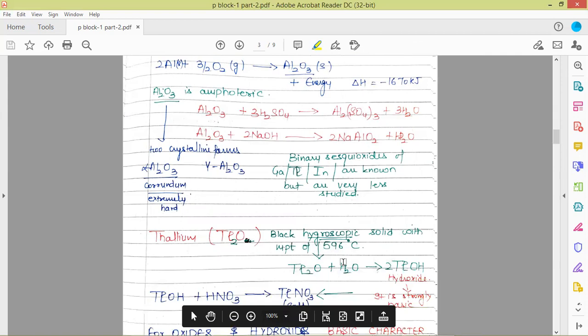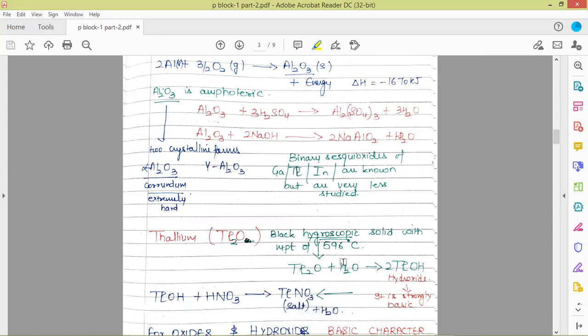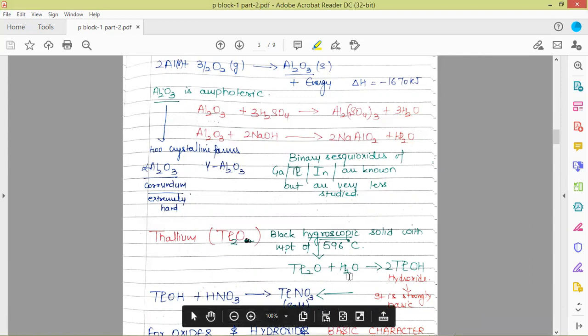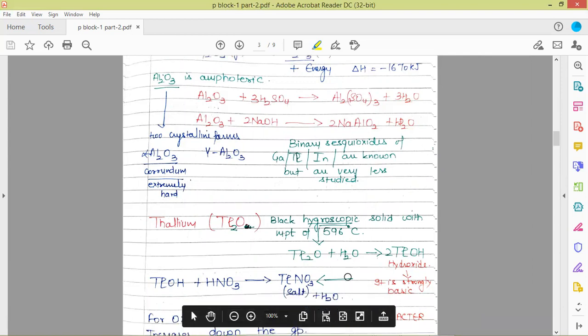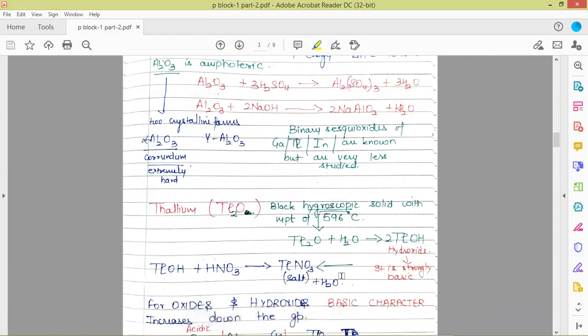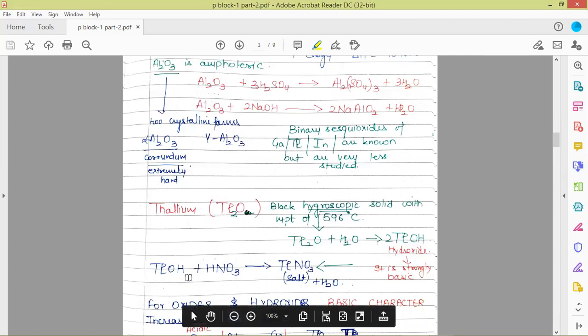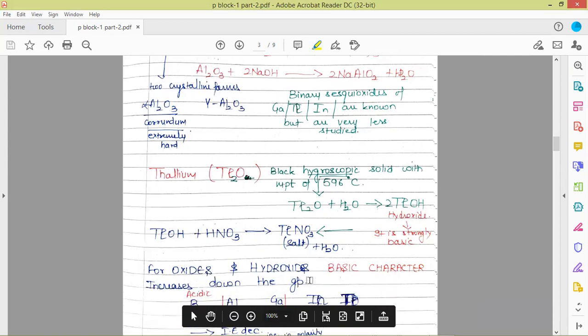Again coming back to thallium oxide, here the thallium is in +1 oxidation state, Tl2O. This is a black hygroscopic solid with a melting point of 596 degrees Celsius. It readily gets hydrolyzed and gives the corresponding hydroxide, which is strongly basic. This TlOH reacts with HNO3. As it is basic, it will react with acid to give salt.